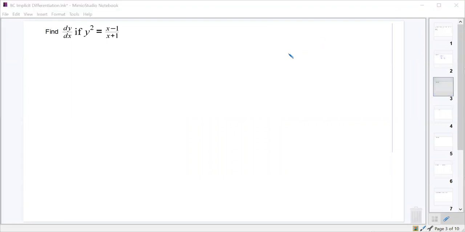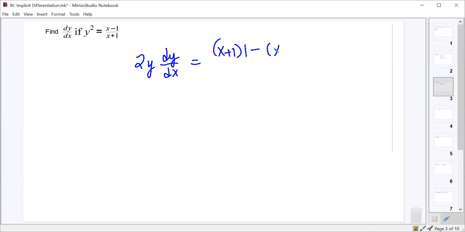All right. So same thing here on the left-hand side. If we're going to find dy dx, take the derivative of y squared with respect to x. It's the derivative with respect to y times dy dx. And on the right-hand side, we'll use the quotient rule. So x plus 1 times 1 minus x minus 1 times 1 all over x plus 1 squared.